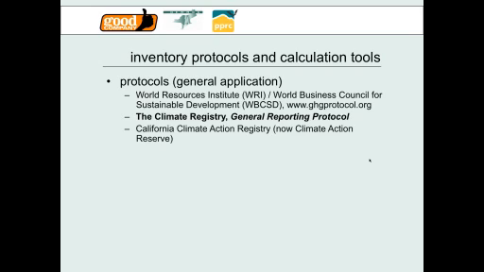I've bolded the climate registry because I think the climate registry's general reporting protocol is the most common one I see being used. It's not particularly different these days from the standard protocol offered by World Resources Institute and the World Business Council for Sustainable Development, which I list first because that one came first. But all of these frameworks have tacked toward a fairly common platform of those three scopes.